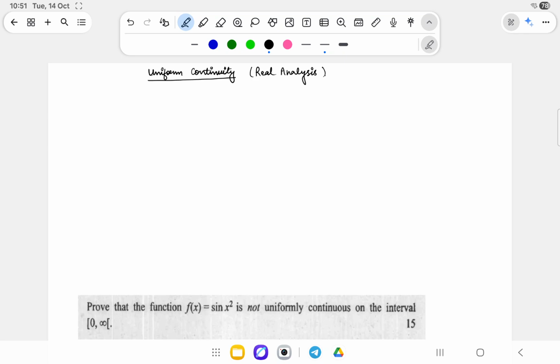So first let us just see the definition of uniform continuity, and then we'll move on to see other questions that were asked on this topic.